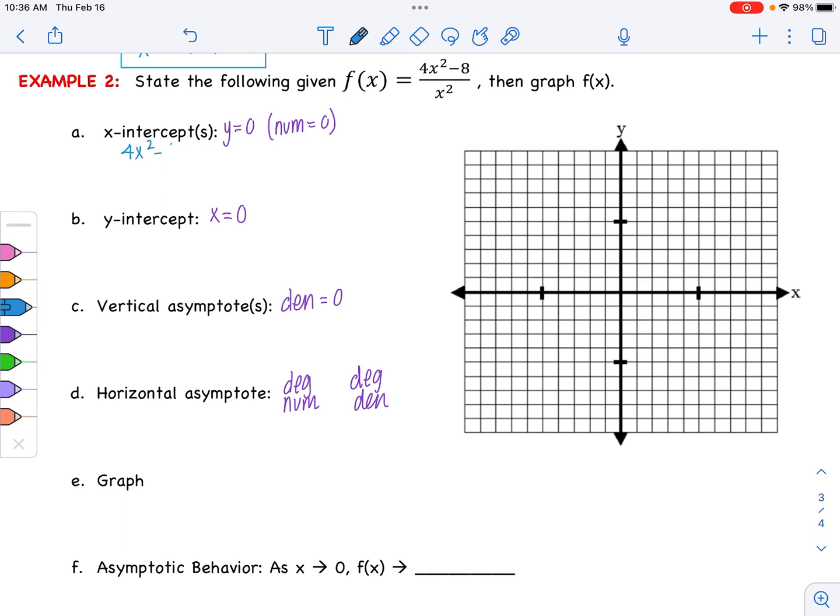Okay, A, setting numerator equal to 0. 4x squared minus 8 equals 0. Add over the 8. Divide the 4. When you take the square root, please don't forget that you have to add in the plus minus. So I'm going to cross at 2 points. Negative square root of 2 and positive square root of 2. Those are my x-intercepts.